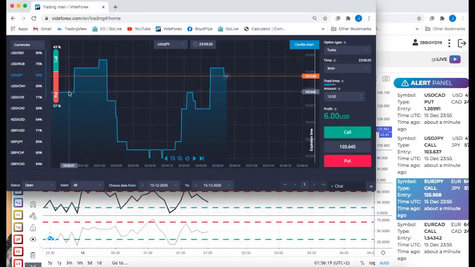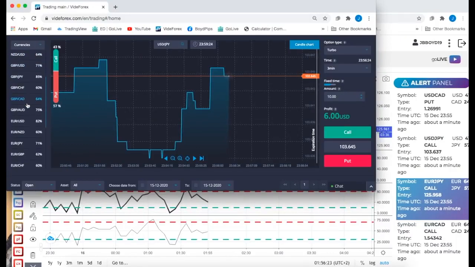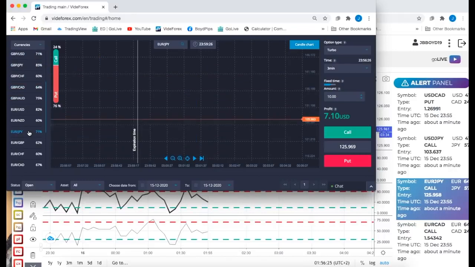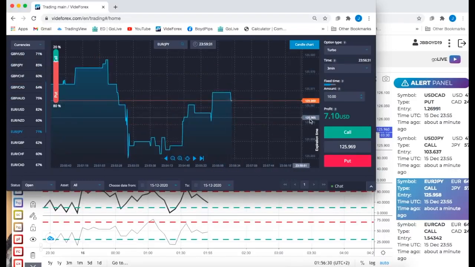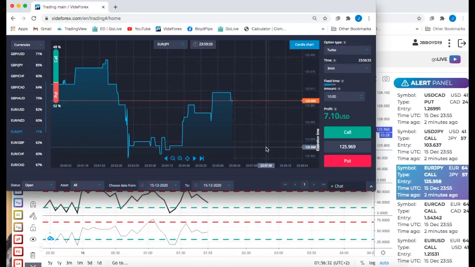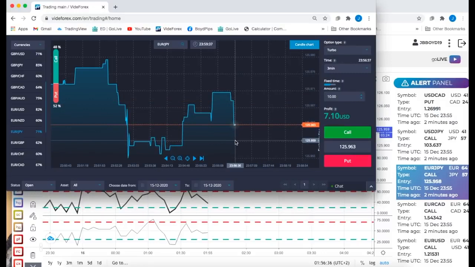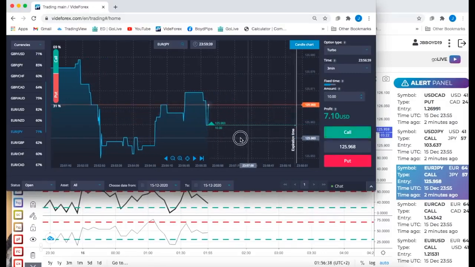So here we're on USD JPY. We need to make sure and go down to the correct symbol of Euro JPY. Price is currently a bit above that entry point. There we have it. Put in a call option for 3 minutes.